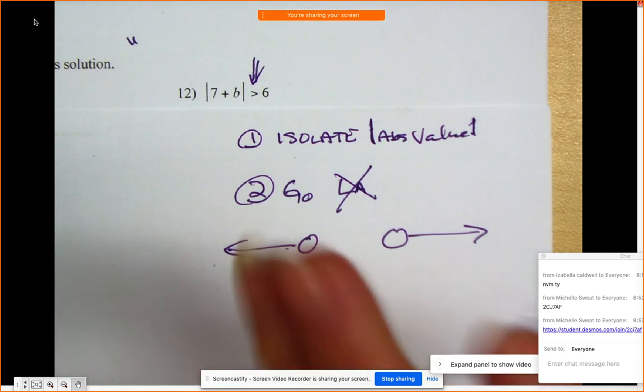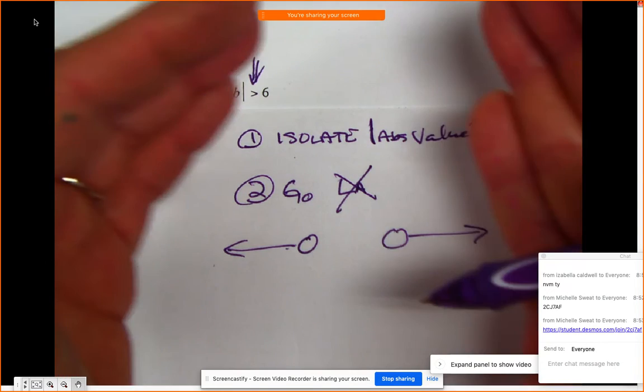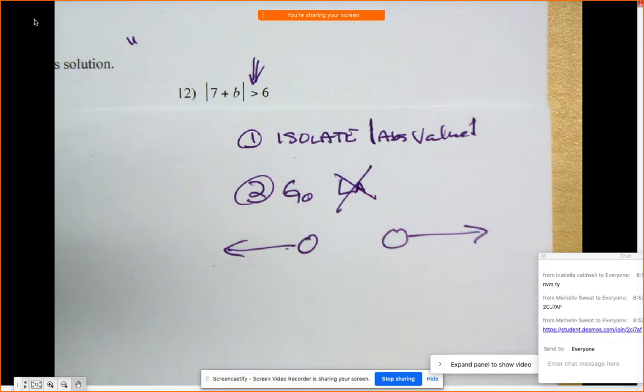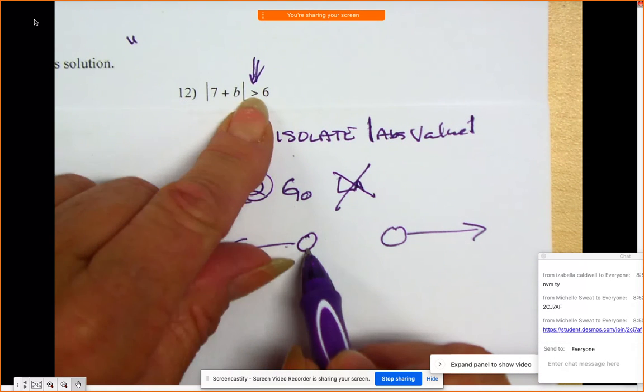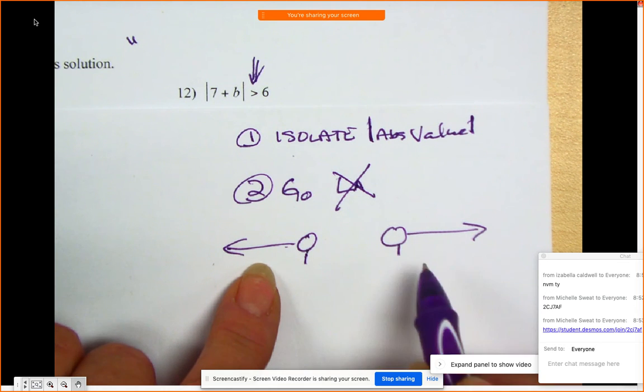This is going to be an OR graph. Or. Remember the sea lion. Or. His little flippers are going outwards. And they're together or outwards. I also know these are open circles because that's not underlined. So my end graph is going to look like this. I just don't know what these numbers are.